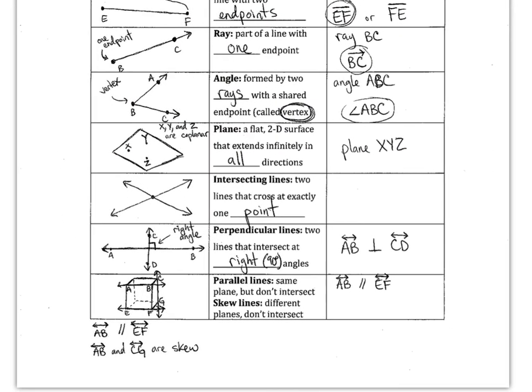Let's take a look at a few more. Intersecting lines are 2 lines that cross at exactly 1 point. So these would be intersecting lines. Right there is the point that crosses at.